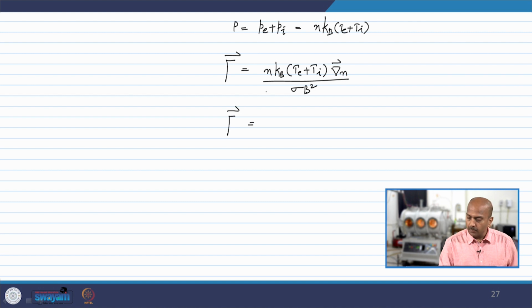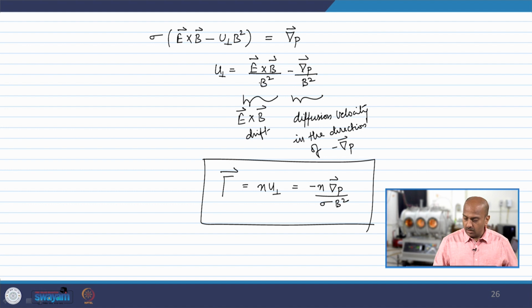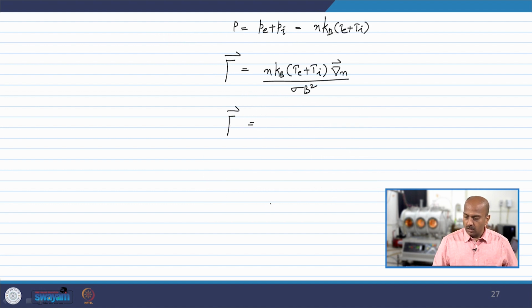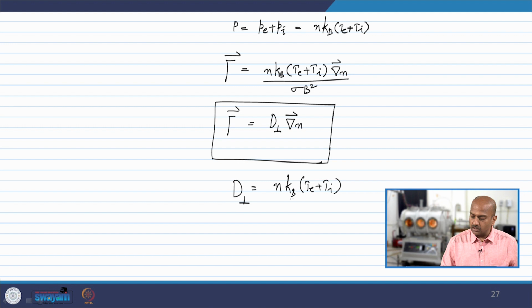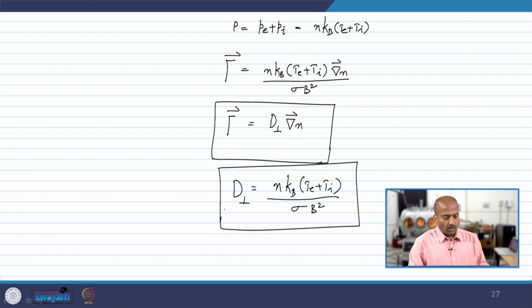So, the flux, if you compare this to this, then you can write all of this using Fick's law, in terms of this. That means, whatever appears to be multiplying this term del n should be the diffusion coefficient. D perpendicular is n kB (Te plus Ti) divided by sigma B square. Okay. So, this is also a diffusion coefficient, known as the classical diffusion coefficient for a fully ionized plasma.